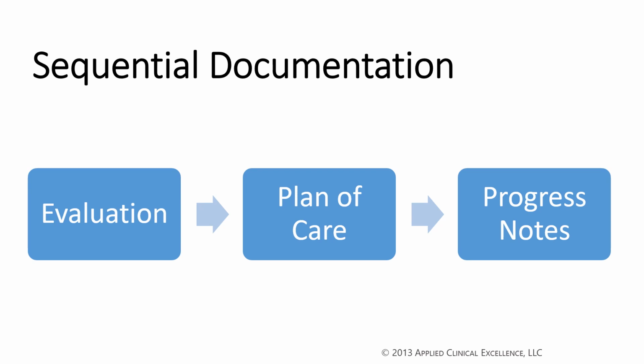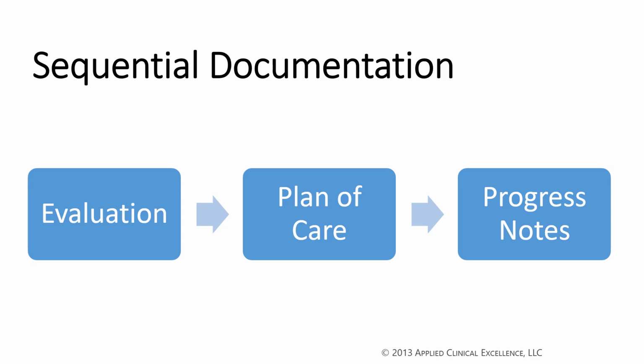ACE's order of operations is sequential documentation. For example, the user must sign an evaluation prior to writing a plan of care. The plan of care must be signed prior to writing a progress note.